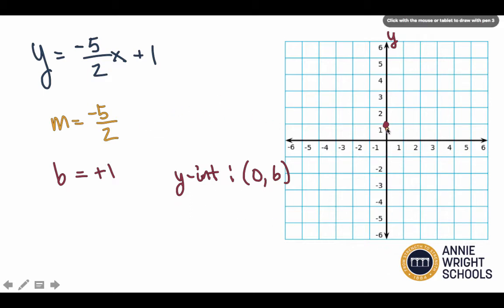Now using the slope from here, down 5, 1, 2, 3, 4, 5, over 2. Or up 5, 1, 2, 3, 4, 5, and that way too. +5, -2, or -5, +2. Either way, that line has a slope going down from left to right, and I can draw arrows there. Good?